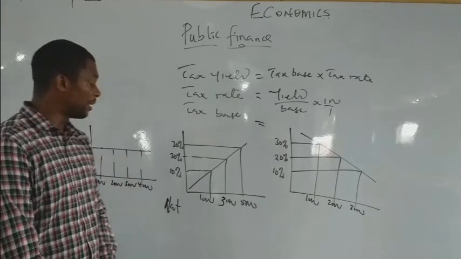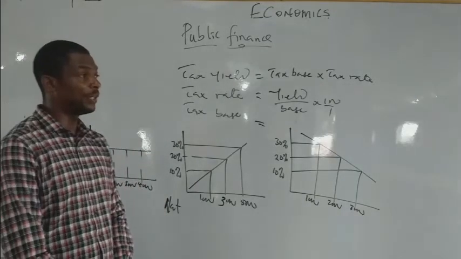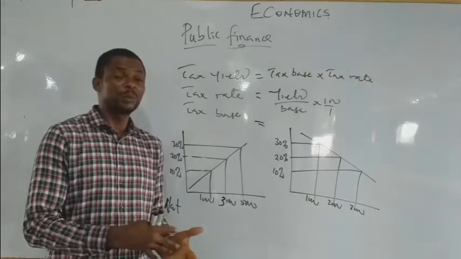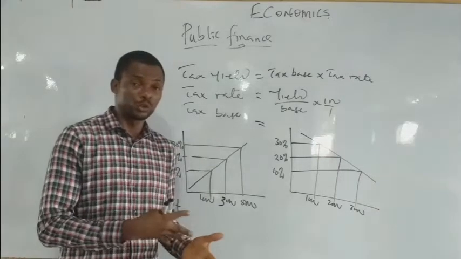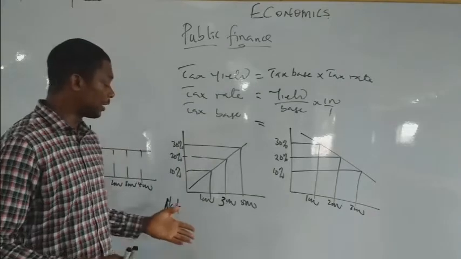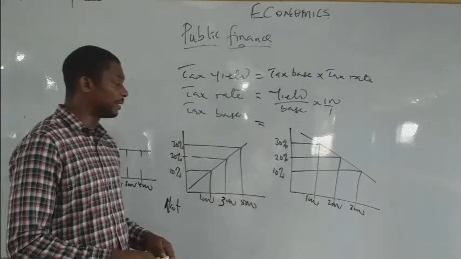So value added tax is the tax paid on production, on goods. You refer to that as what? Value added tax.